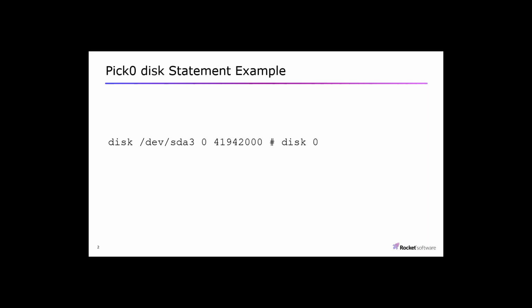The third parameter, 41942000 in this example, is the number of 1 kilobyte partition blocks to allocate to the VME. This number should be evenly divisible by 8 and must be equal to or less than the actual number of 1K blocks in the partition. This can get tricky as sometimes the utilities list the number of 512-byte sectors instead of 1024-byte blocks.